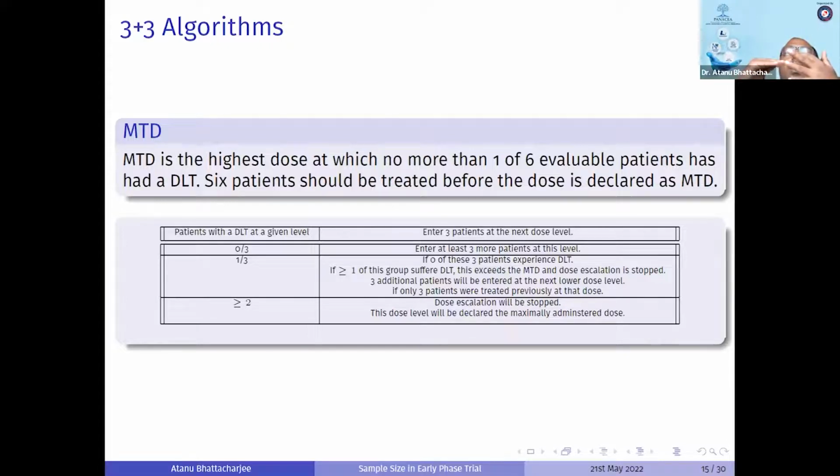From 50, can you go for 100 or not? It depends. If among those 6 patients given the 50 mg, only one is having toxicity, then this principle allows you to go for the 100 mg dose. And again, you can recruit 3 more patients and see what's happening.